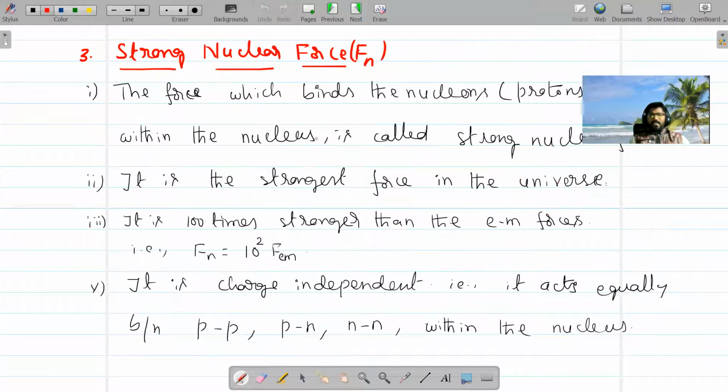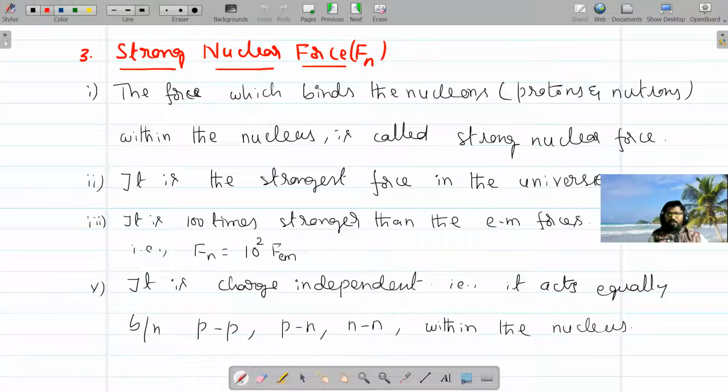Next, let's see about the strong nuclear force. The force which binds the nucleons within the nucleus. You know what nucleons are? Protons and neutrons together are called nucleons, right? So the force which binds the nucleons, protons and neutrons, within the nucleus is called the strong nuclear force. And you have to remember this very important point: it is the strongest force in the universe. Which is the strongest force in the universe? Strong nuclear force, or simply nuclear force.